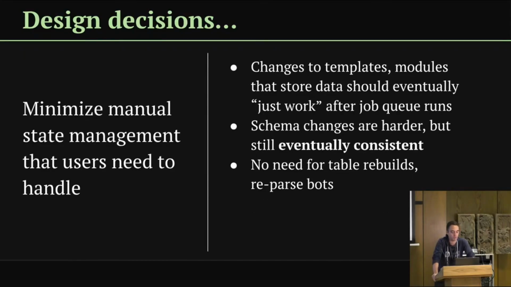And this is a big one, is minimizing the manual state management that users need to handle. So changes to templates, modules, anything that is changing the data that is being stored, ideally, this should eventually just work after the job queue runs and just mows down all of the reparses that it has to do. Schema changes are harder, but still eventually consistent, and this is, I think, notably different than at least how Cargo works. I think Semantic MediaWiki also has some issues there. We really, really don't want users to have to run their own reparsing bots or have to click a button to rebuild a table. The goal is to make everything just eventually consistent with minimal overhead.